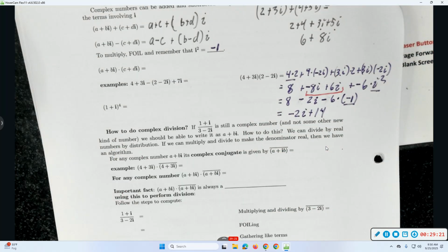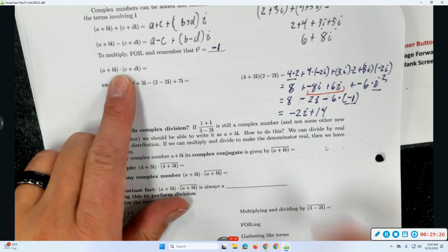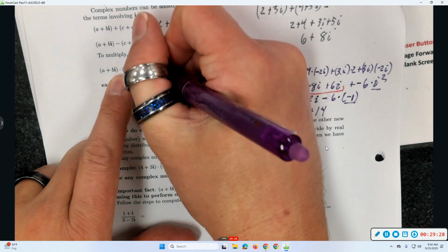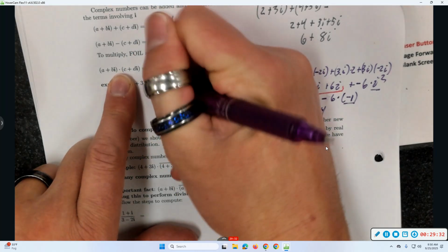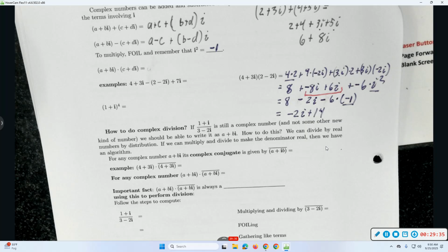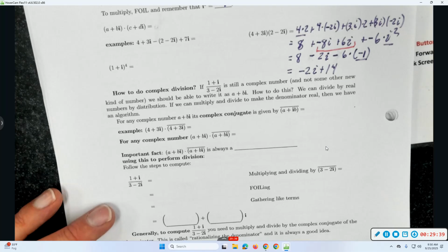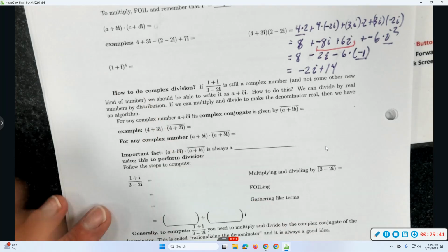Groovy. That feel pretty alright? So whenever you want to multiply complex numbers, FOIL it out, and then remember that i squared is negative 1. In fact, that's probably better than writing down a formula. FOIL it out, remember that i squared is negative 1. So let's do, I think, one more example here.